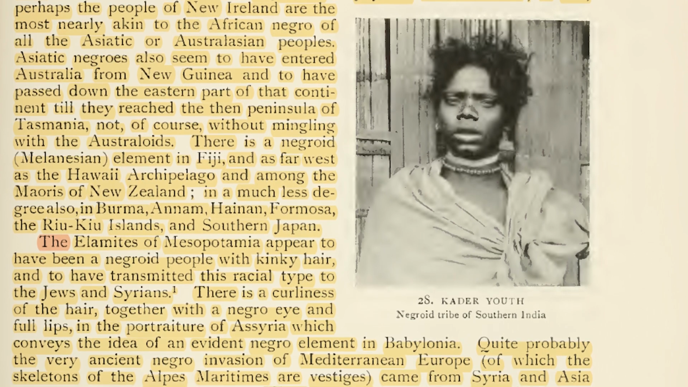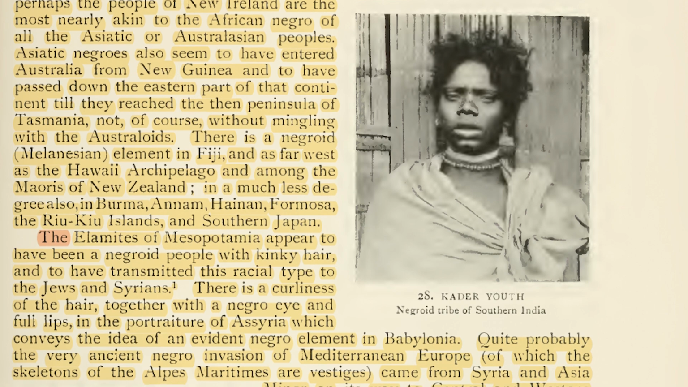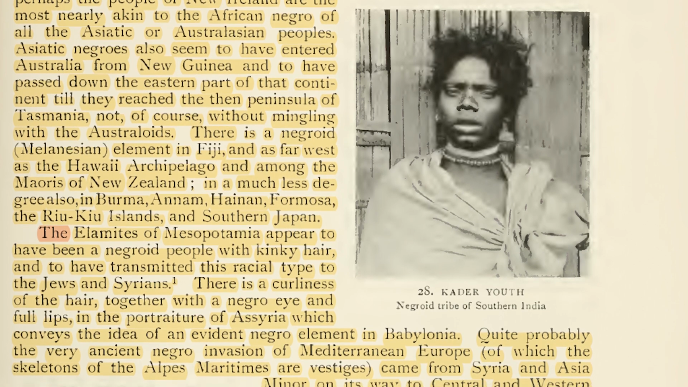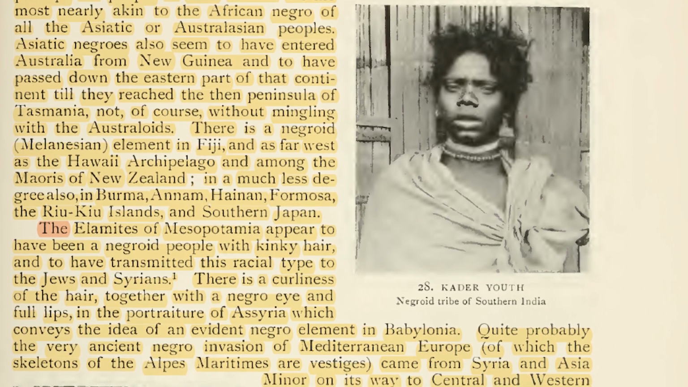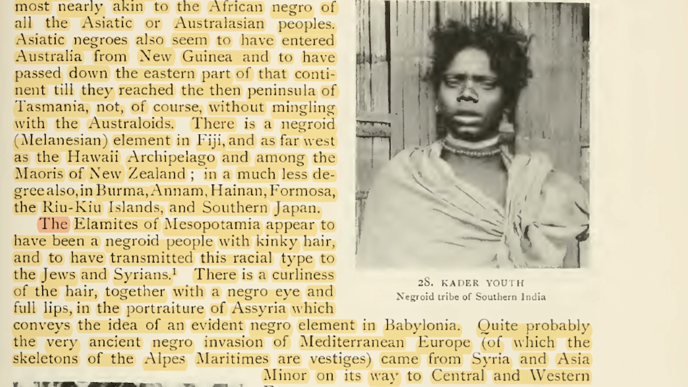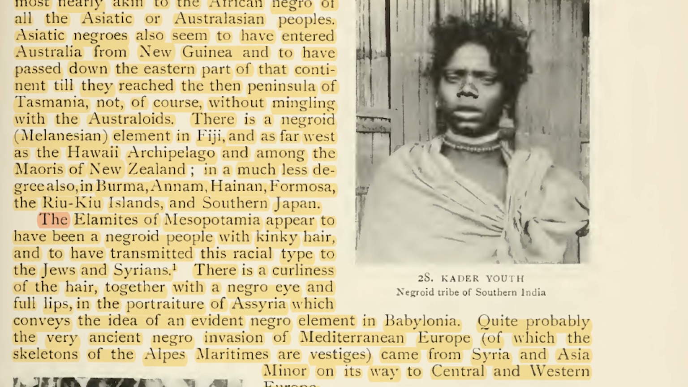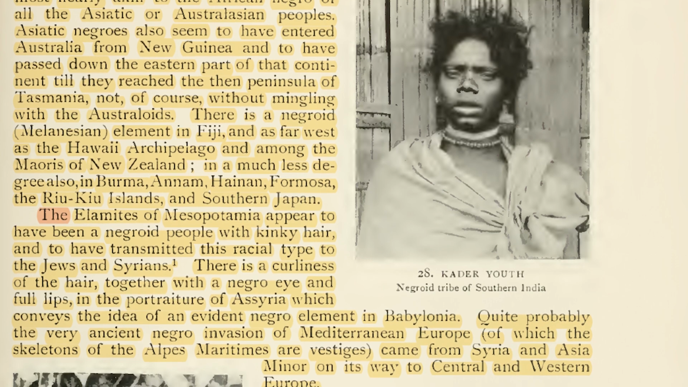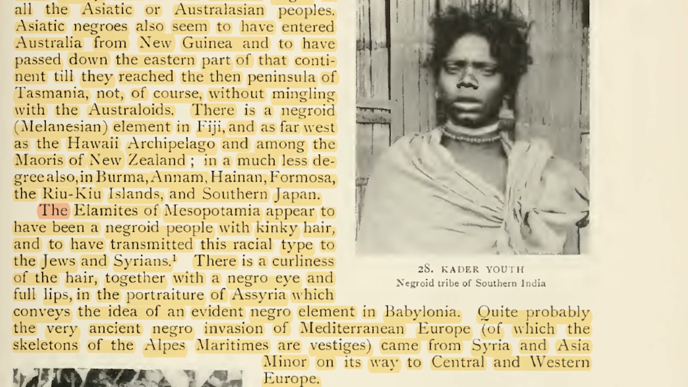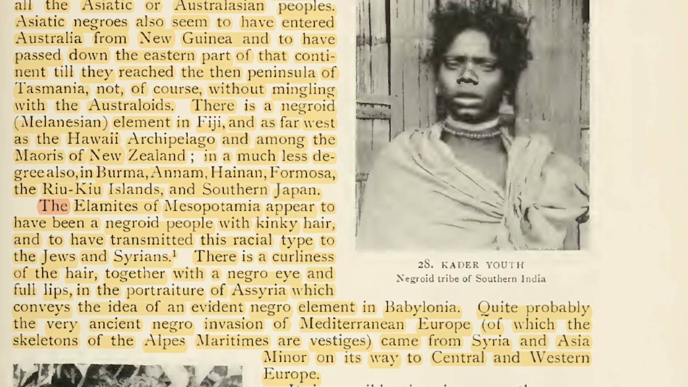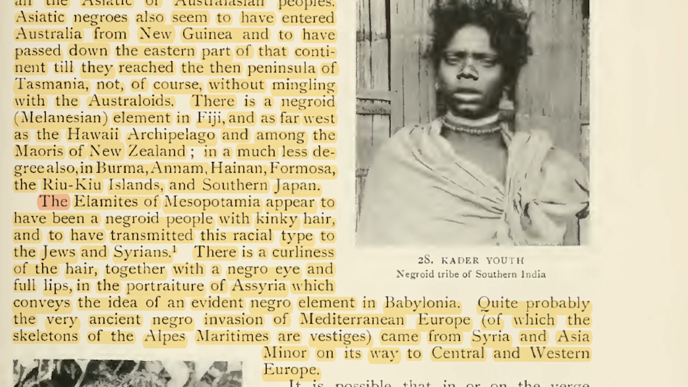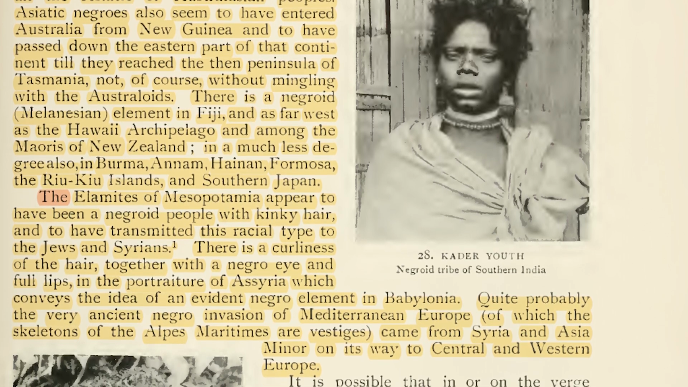There is a Negroid Melanesian element in Fiji and as far west as the Hawaiian archipelago, and among the Maoris of New Zealand, in a much less degree also in Burma, Annam, Hainan, Formosa, the Ryukyu Islands, and southern Japan.